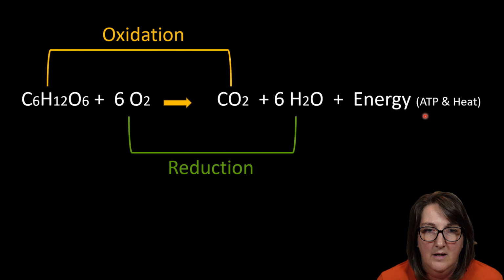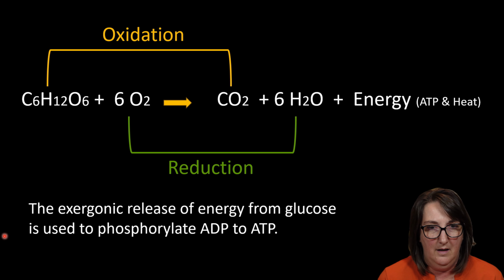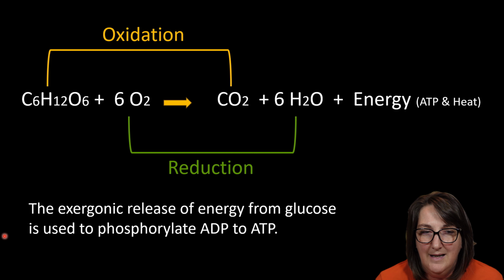So let's go back to our cellular respiration formula. I have my sugar and oxygen, and my carbon dioxide, water, and energy are the products of this reaction. This is an exergonic release of energy from glucose, and it's used to phosphorylate ADP to ATP. Do you remember what it means to phosphorylate? I'm going to add a phosphate to this. Remember, I had 2 phosphates here. Now I'm going to have 3, so I'm adding a phosphate, and this happens with cellular respiration.